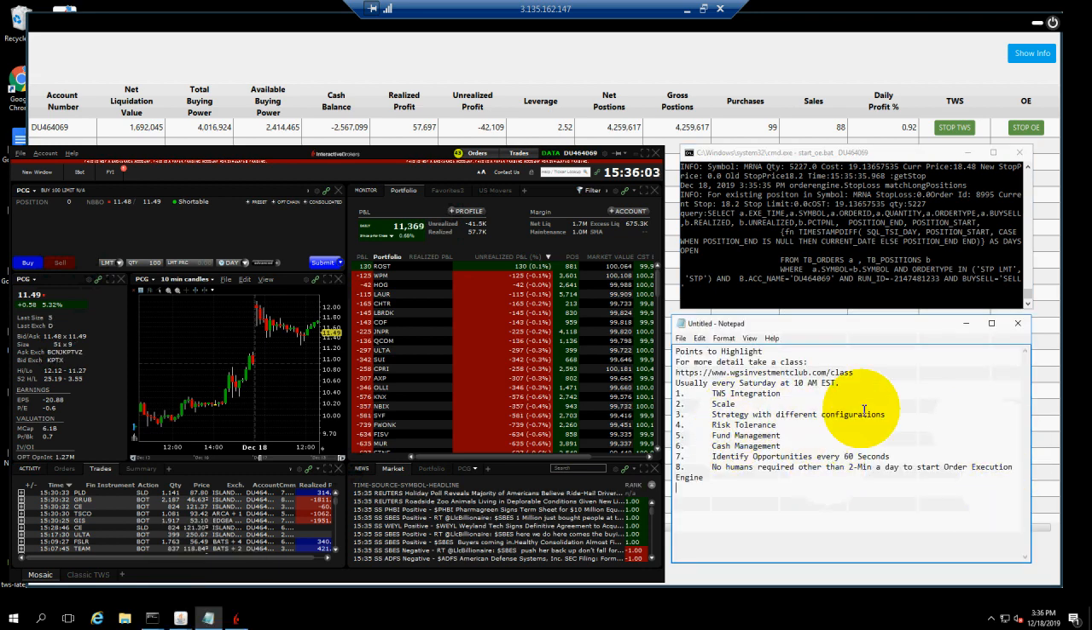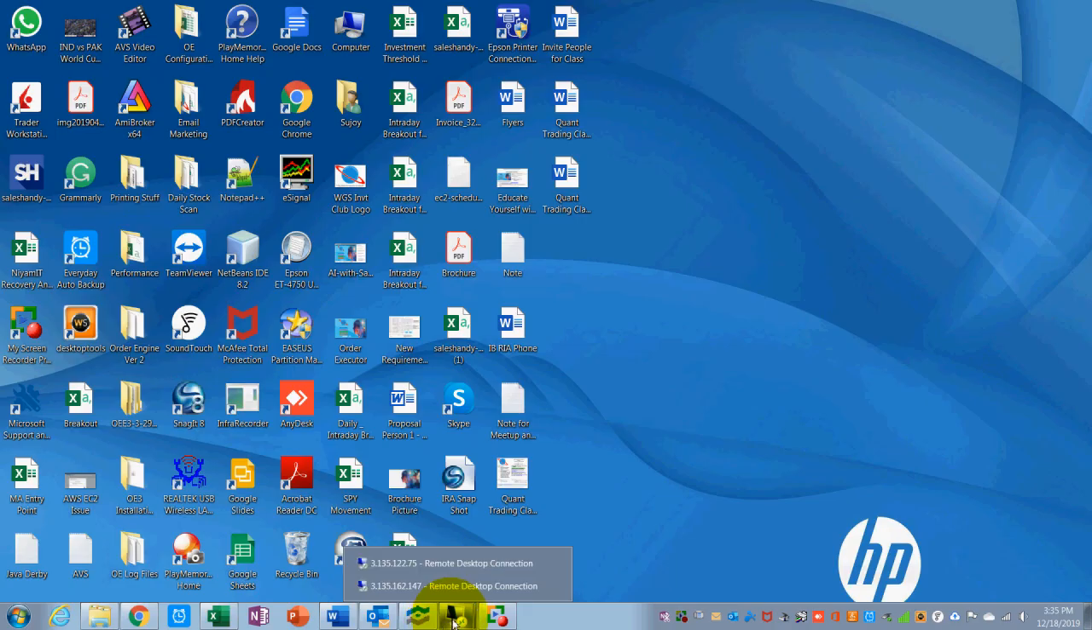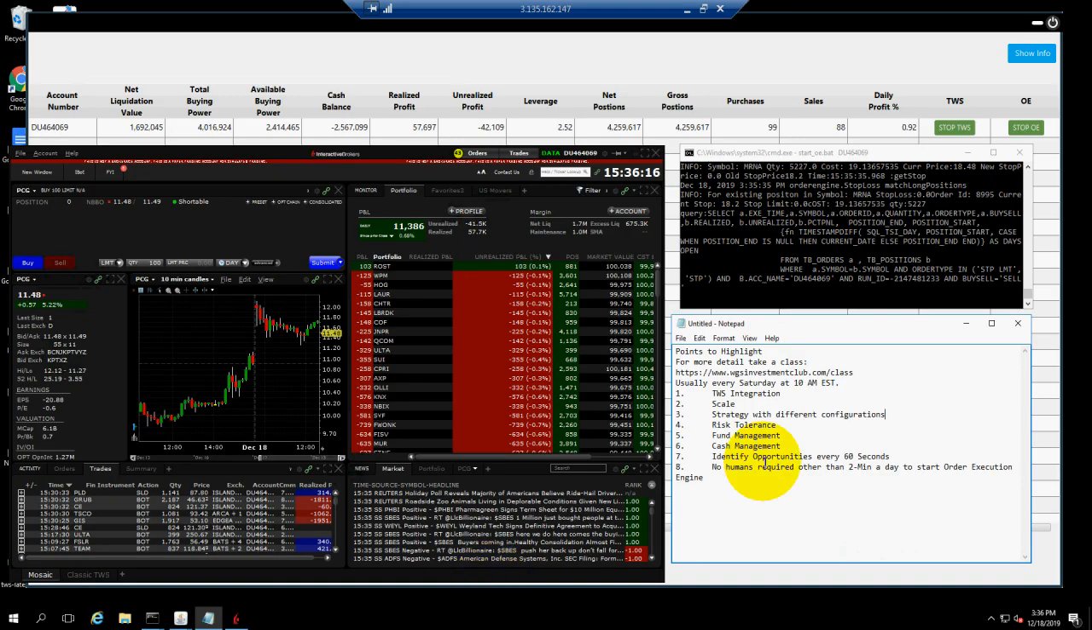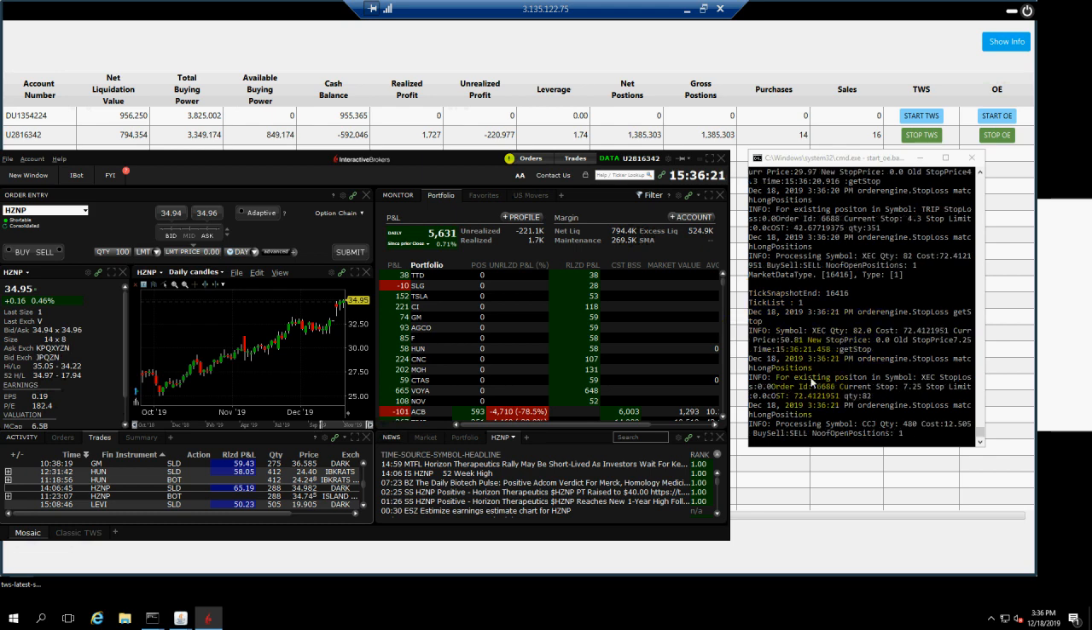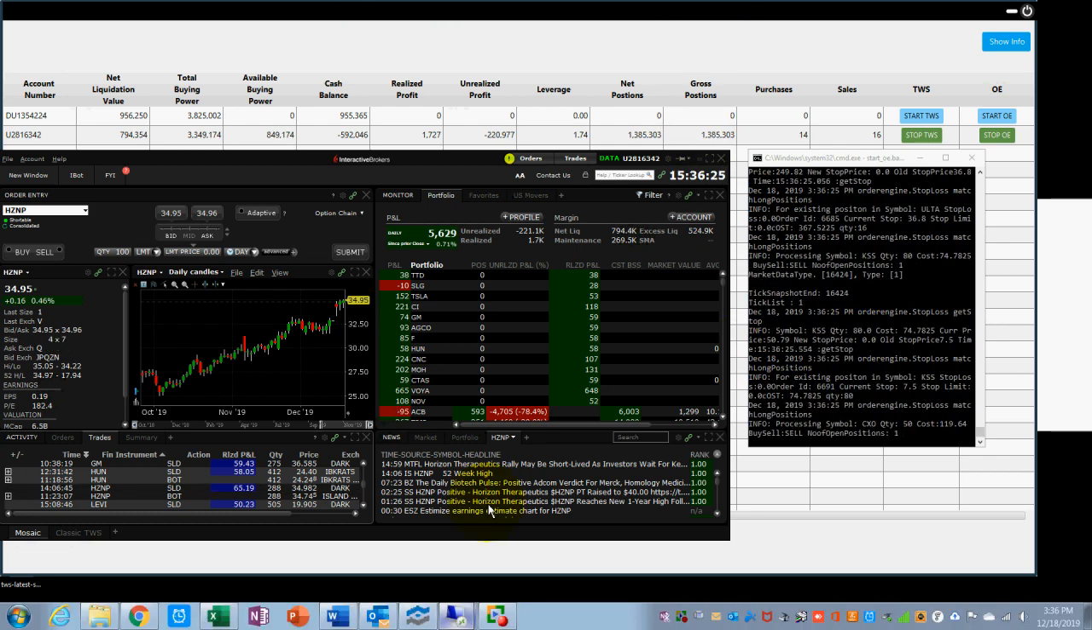Strategies with different configurations. This is what it is. Basically, you can have multiple strategies. You can do an intraday strategy. These two strategies which you are seeing here on the virtual machines are different. So this is one, and the other one is this strategy, which is completely different from the previous one. So you can run multiple strategies. That's not an issue at all.